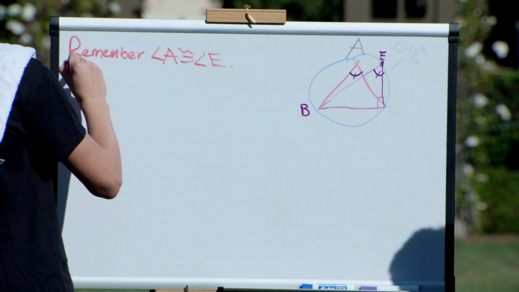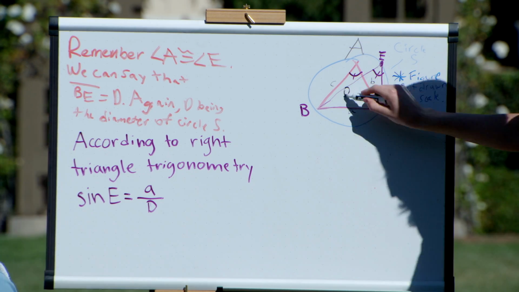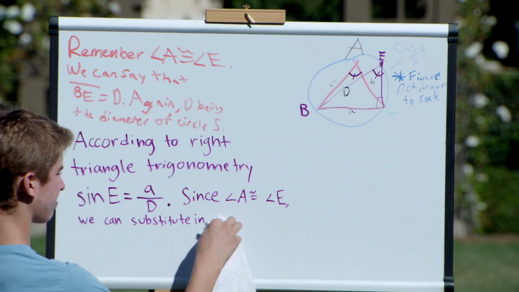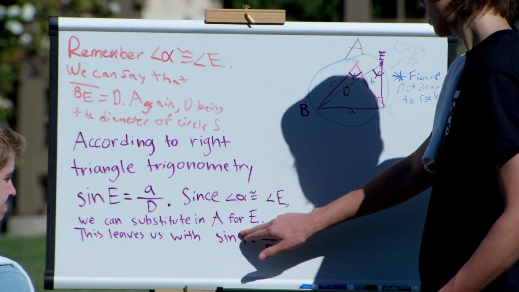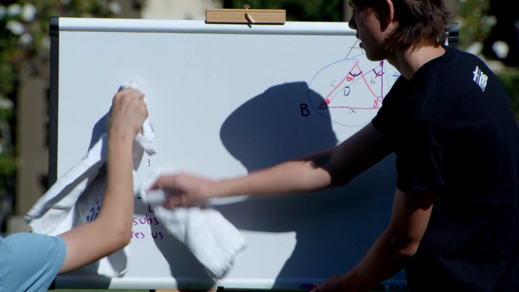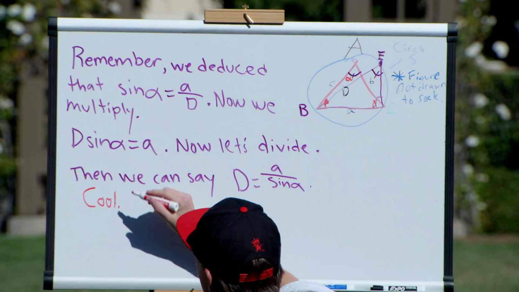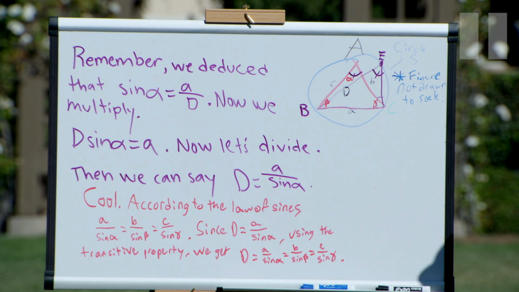So we know that line segment BE is the diameter of circle S, so line segment BE will be called D from now on. We used right triangle trig as well as substitution for angles alpha and epsilon to derive that sine of alpha is equal to a over D. Next, we do some simple arithmetic to derive that D is equal to a over sine of alpha.